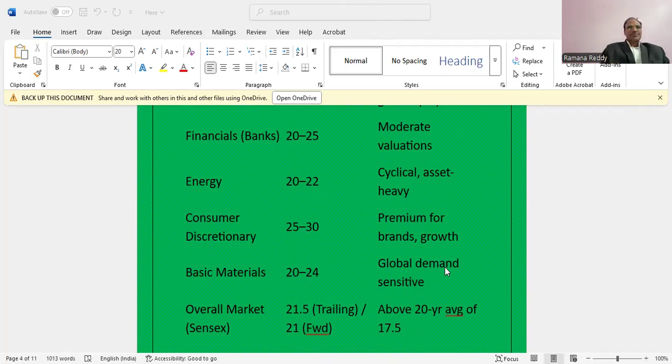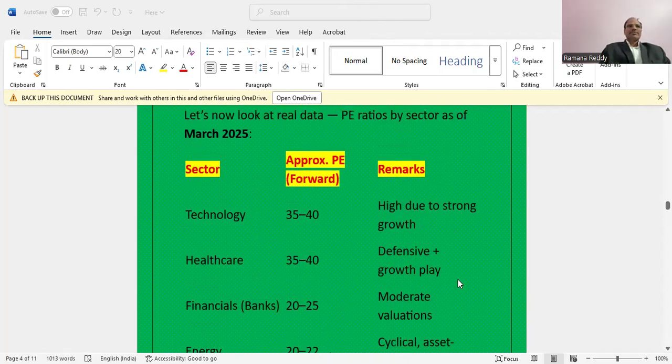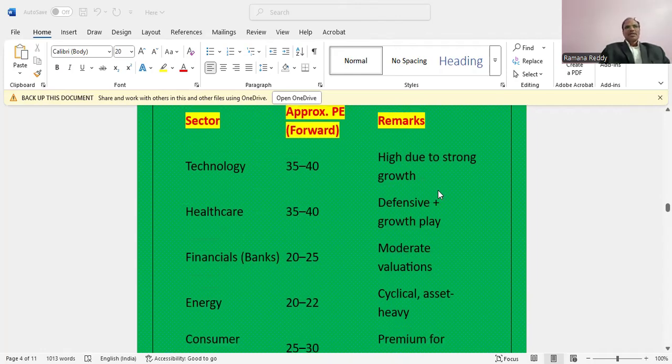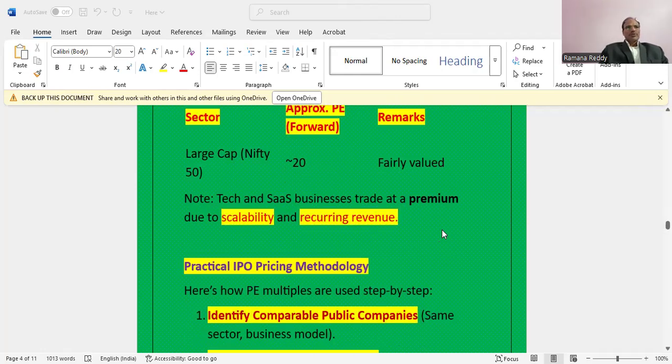Global demand sensitive. If you see overall markets, 21.5 is trailing, 21 is forward. Above the 20-year average of 17.5. This is approximate forward PE sector wise, and we also discussed the remarks. And large cap, Nifty 50, approximate forward PE 20, fairly valued. If you see, tech trades at a premium due to scalability and recurring revenue.